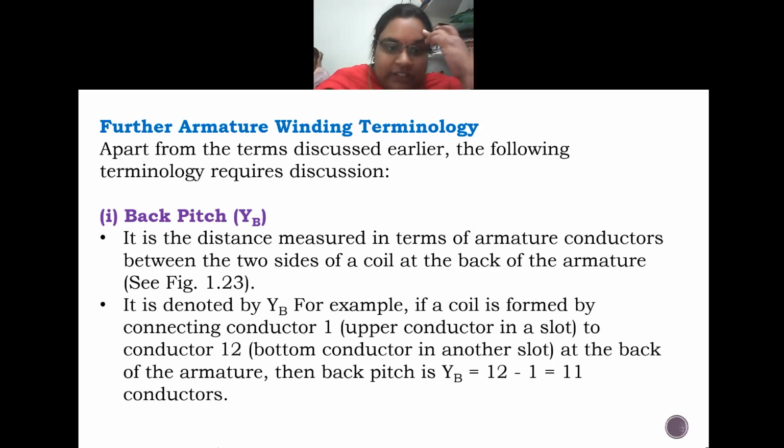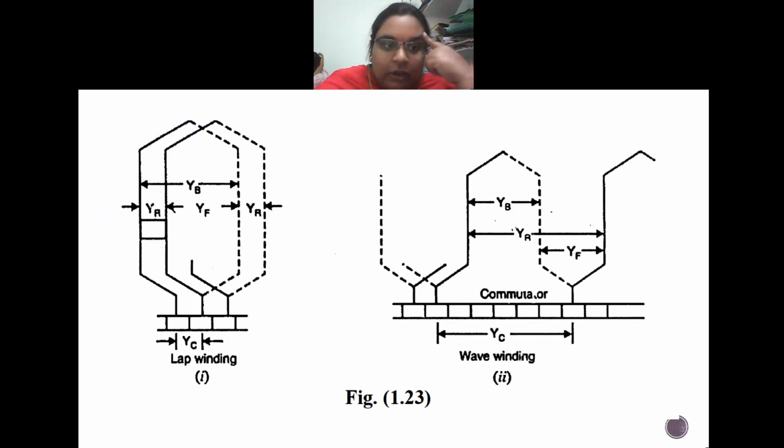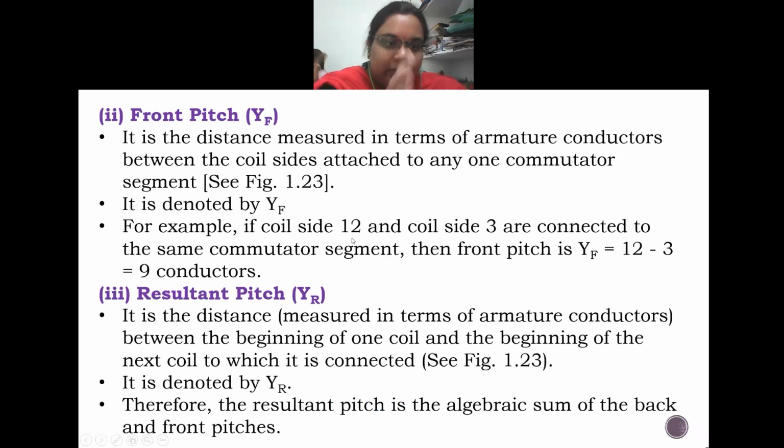Here he is giving us an example. If we connect conductor 1, the upper conductor in a slot, and conductor 12, the bottom conductor in another slot, at the back of the armature, then the back pitch is equal to 12 minus 1, that is 11 conductors. That is the back pitch. Here you can see, in the case of a lap winding as well as a wave winding, he is showing us the back pitch.